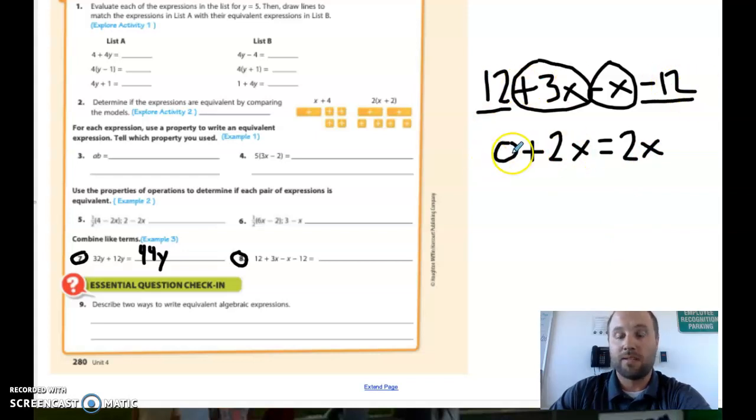12 minus 12 is 0. If that helps you control your space, that's fine. If you just wrote, hey, 12 and 12 is 0, I'm not going to write 0, which is appropriate. You can just write 2x. Okay. All right, so you guys are ready to roll, man.